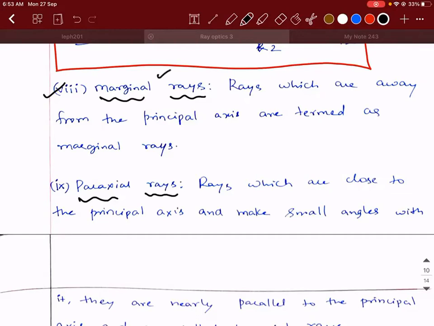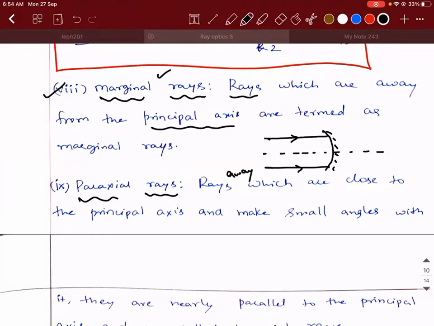As the name suggests, marginal rays are those rays which are far away from the principal axis. The rays which are away from the principal axis are generally termed as marginal rays. For example, if I take a concave mirror, this is going to be the principal axis. If I take a ray parallel to the principal axis, and it is away from the principal axis, we call it a marginal ray.